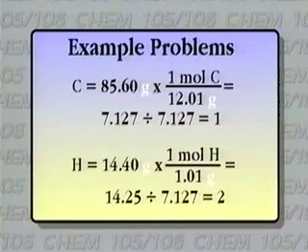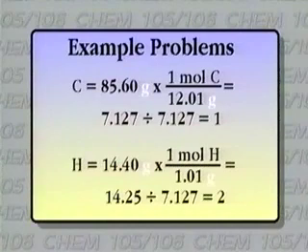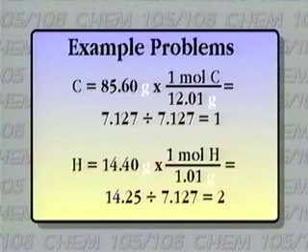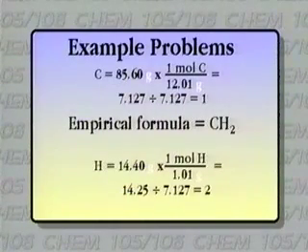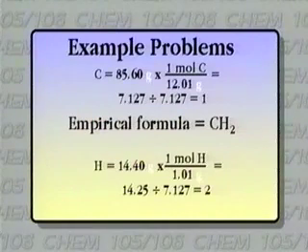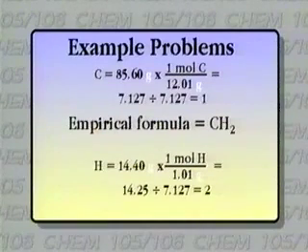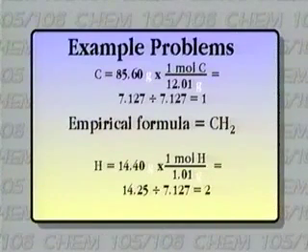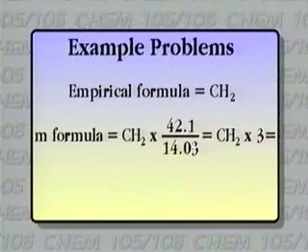And so our empirical formula for this compound is the same as what we saw in 17A. The empirical formula is equal to CH2. Now, to determine the molecular formula, we are going to have to use the molar mass and the empirical formula mass. In this case, it just happens we already have it calculated because it's the same empirical formula as the one in 17A.